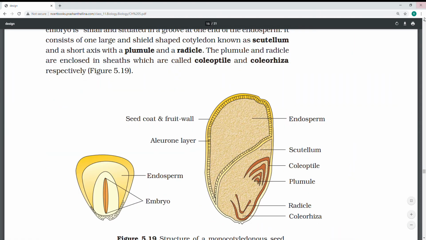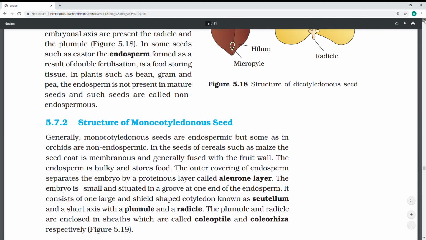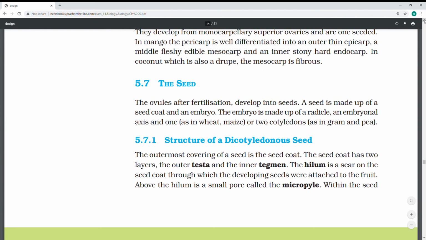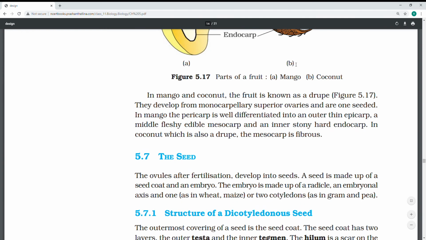Okay, so see the dicotyledons plants. The seed. Okay, the next part is the seed. In mango and coconut, the fruit is known as a drupe. The drupe, you can say the drupe. Example for the drupe, mango.